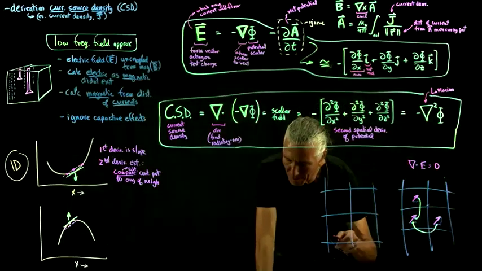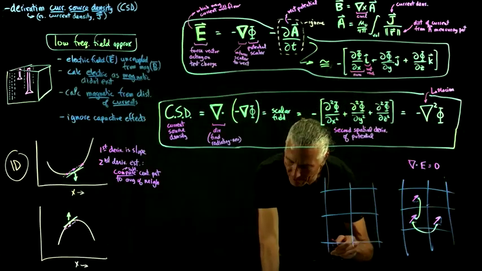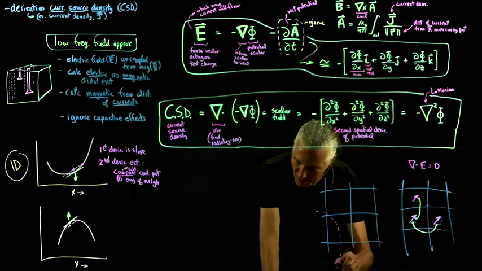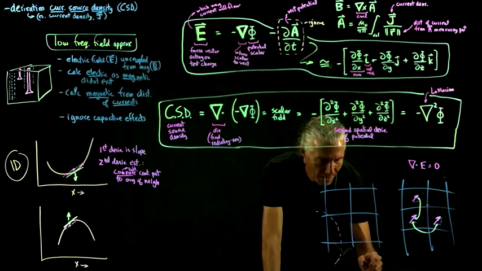An example would be something like a circulating field. So I've got to put some circles in here so I get my vectors correct.